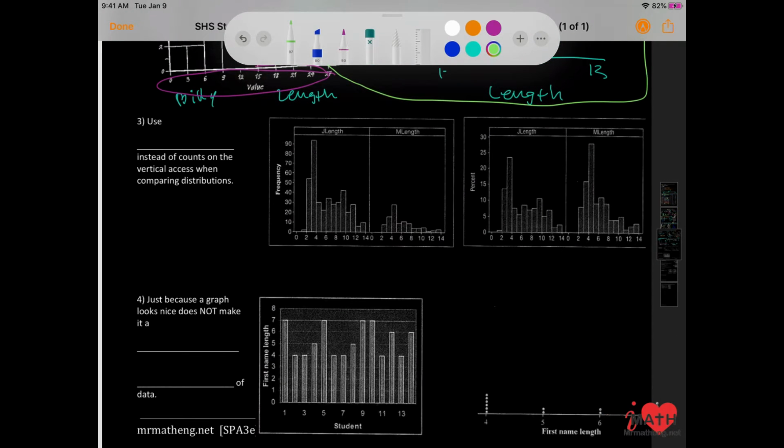Number 3, use percents instead of counts on the vertical axis when comparing. Comparing just means you have two graphs. Alright, so let's just say Mary is interested in comparing the reading levels of the medical journal and an airline's in-flight magazine. So she's comparing two magazines here. She counted the number of letters in the first 200 words of an article in the medical journal and the first 100 words of an article in the airline magazine.